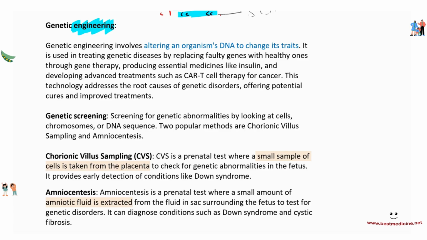So in this case, what we're trying to really alter is the genes. We're trying to alter the DNA to do a couple of things. We can do genetic engineering to do something called gene therapy, which helps essentially treat diseases. We can also produce essential medicines like insulin, and we can also develop advanced treatments such as something called CAR T cell therapy for cancer. Okay, now we have talked a little bit about this earlier as well, so I'm just going to go ahead and explain to you how you would make insulin from genetic engineering very quickly, okay?